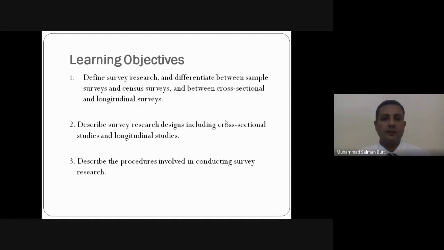The learning objective of today's class will be that it will help you to define survey research and the difference between sample survey and census survey, and between cross-sectional studies and longitudinal studies. The second objective: you will be able to describe survey research designs, including cross-sectional study designs and longitudinal study design. And the third is to describe the procedures involved in conducting survey research.